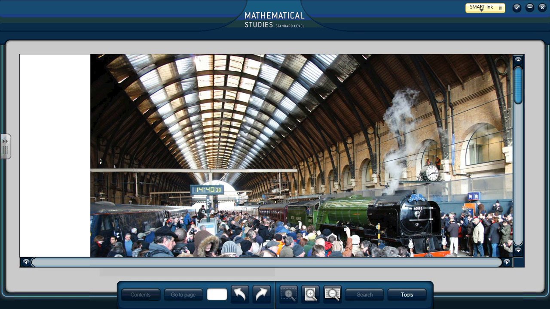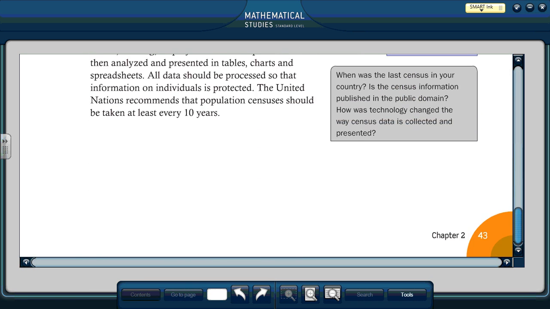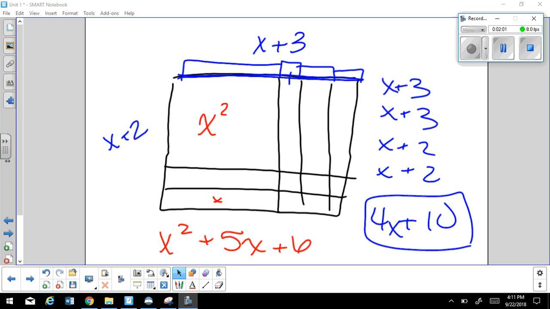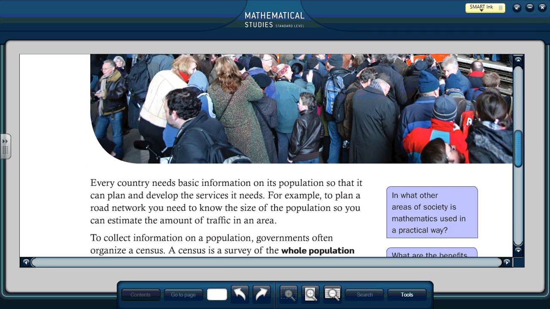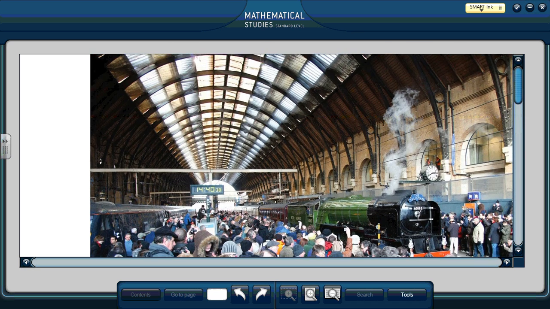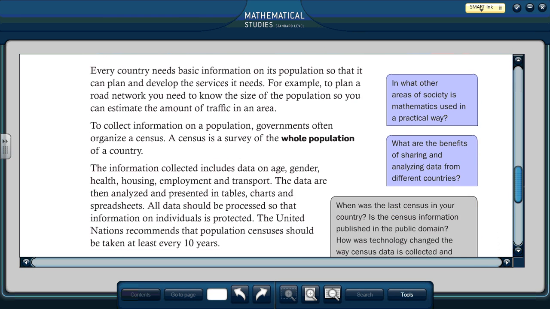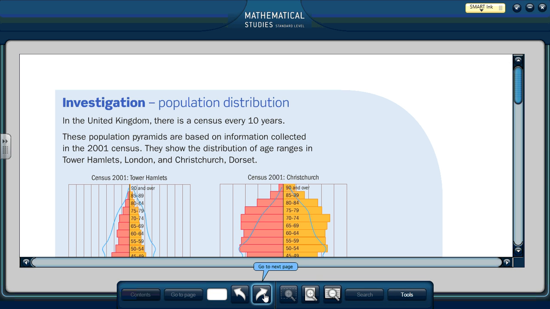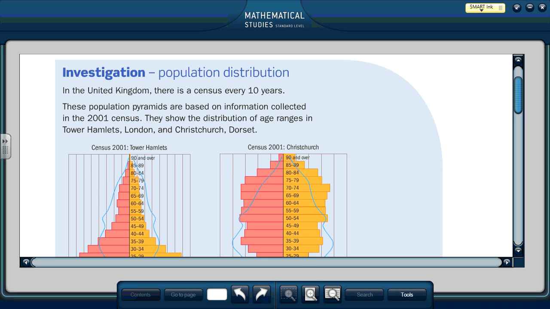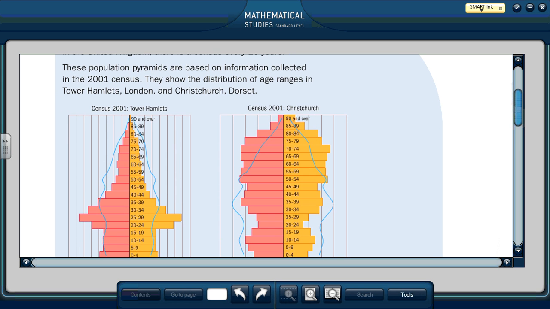So now we're just going to keep going. So your next section is introducing you to the idea of population. That way we can grab samples from these populations. So here they talk about your census survey. And for example, in the United Kingdom, there is a census every 10 years.